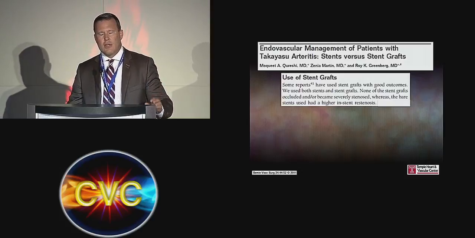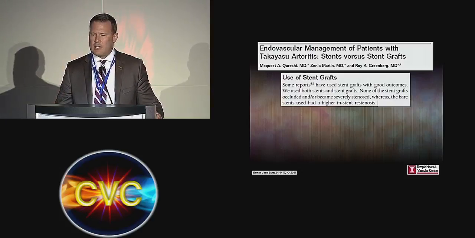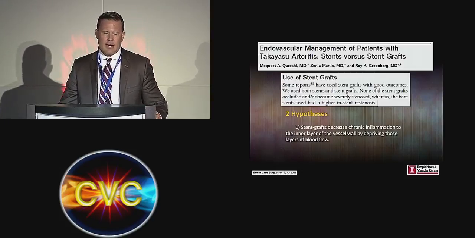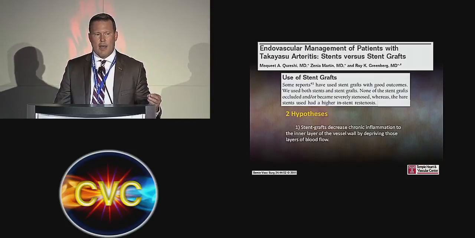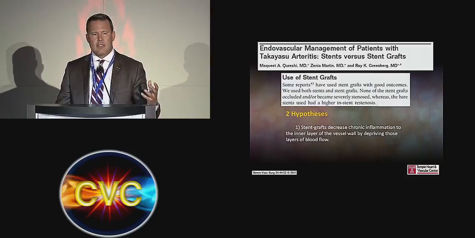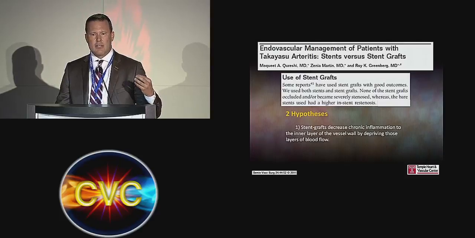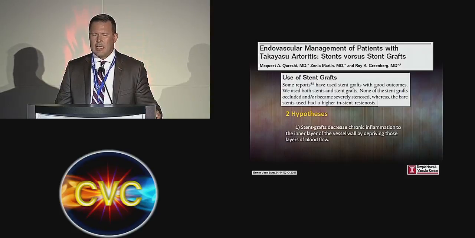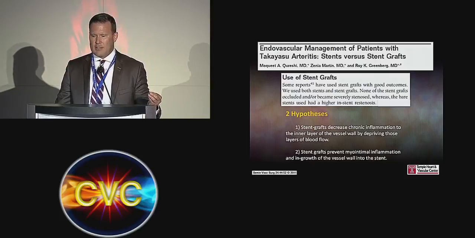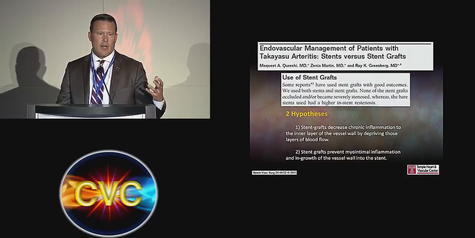But what about the use or involvement of covered stents to treat these patients? They had two hypothetical advantages, and they did see an advantage in patients where they used a stent graft to treat the disease. The first hypothesis was that the stent grafts decrease the chronic inflammatory aspect of the inner layer of the vessel wall, because the fabric is then causing some ischemia, so to speak, or depriving the inner layer, the intima, of vascularization, and perhaps treating the disease from that standpoint. And then, of course, the other is that the covered fabric does help prevent the myointimal inflammation and ingrowth that you might have with an uncovered stent.